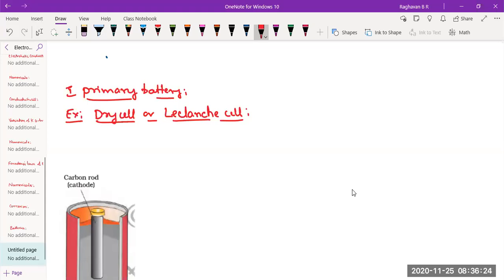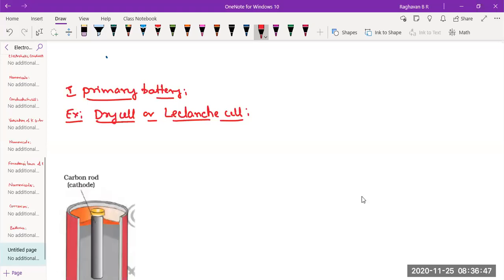Now, any battery for that matter, what is common thing? There should be an anode and there should be a cathode and there should be electrolyte. And anodic oxidation, cathodic reduction, and overall cell reaction. This much we need to mention under each battery. Is that okay? So let us see which is anode and cathode under the dry cell.